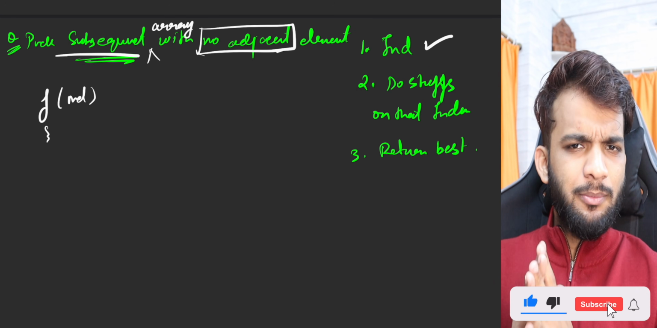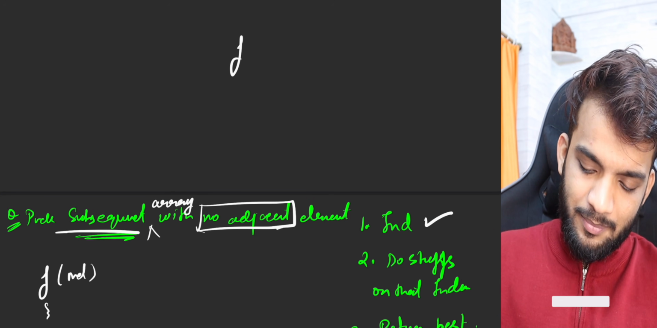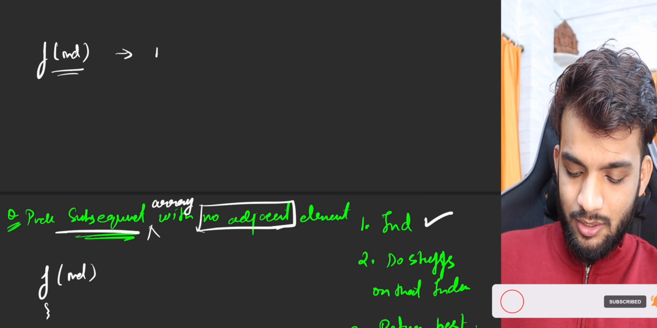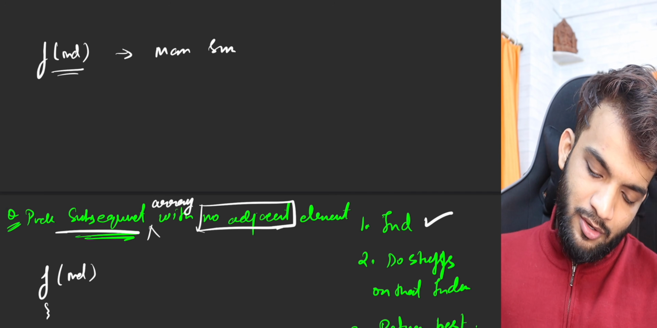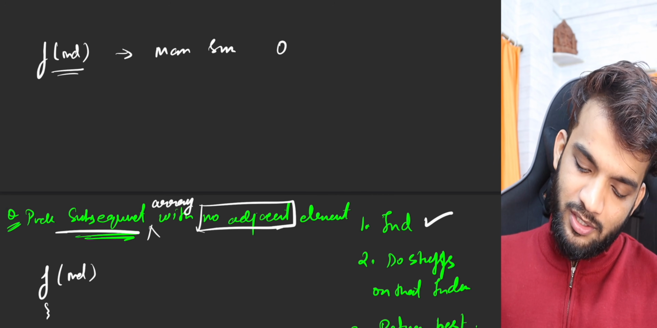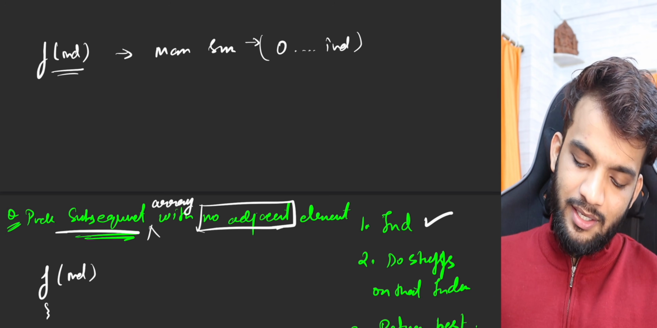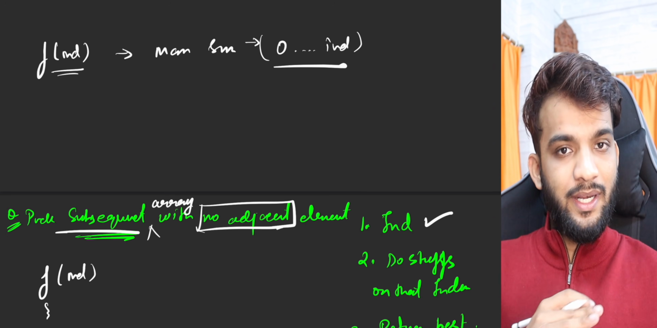So we want the maximum sum, correct? So can I say our recursion is defined something like this? F of index states the maximum sum that you can get if you pick a subsequence from the index 0 till the index. Maximum sum that you can get by picking up a subsequence with no adjacent elements from 0 to index.